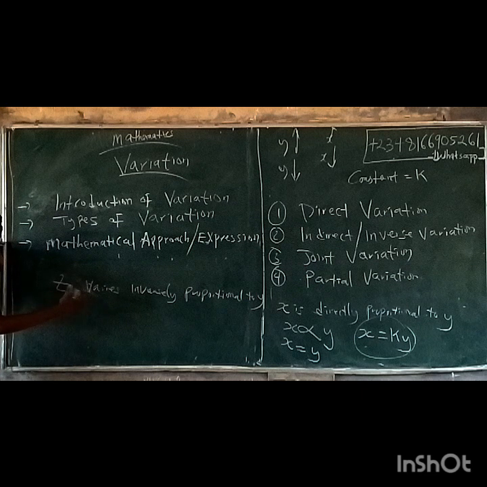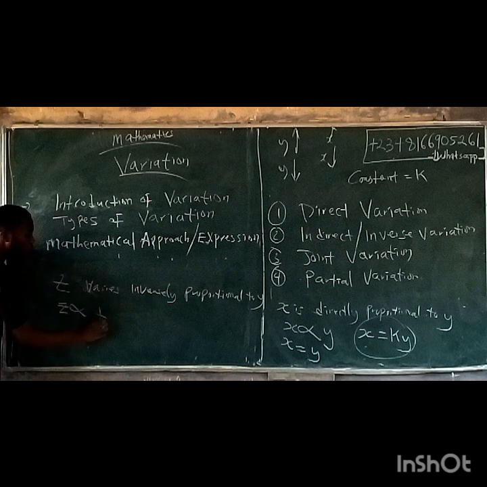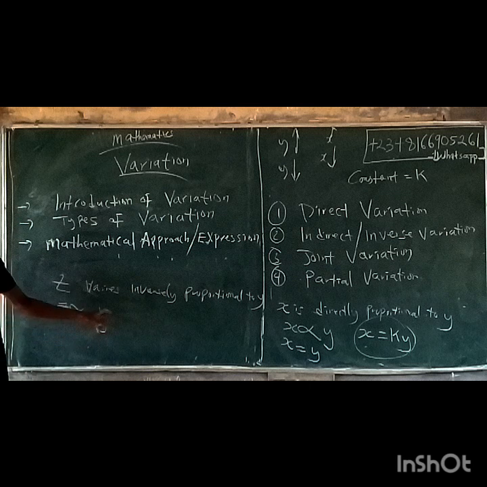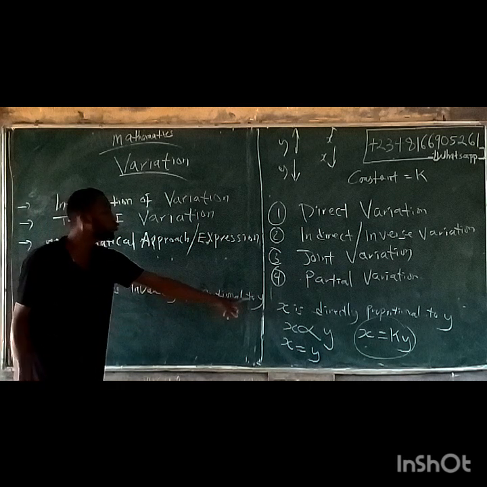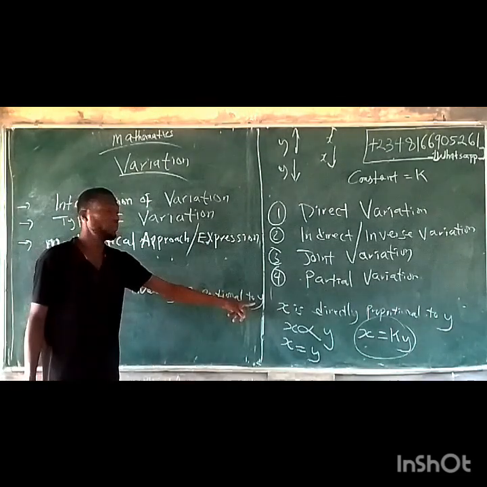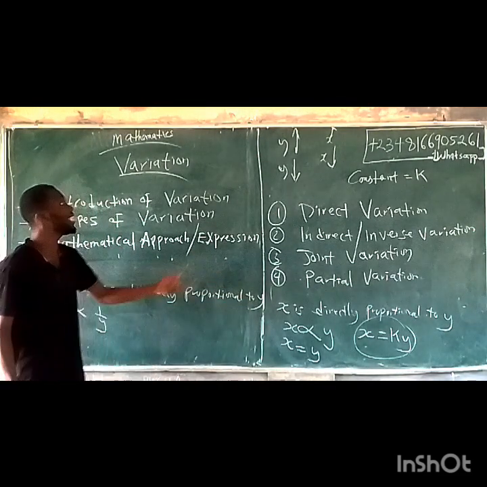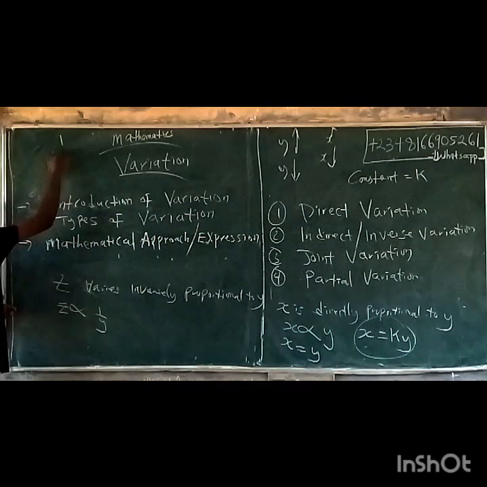This is a word problem. So I need to put a mathematical expression. How do I do that? I'll put it by saying that z varies, this is the sign of variation, proportional to y. Proportional to y, that means they are not going in the same direction, that's the opposite of it. So this will now become 1 over y. Why is it 1 over y? Because I said inverse, because we want inverse or indirect, so you need to look for the inverse of y. So what is the inverse of y? The inverse of y is 1 over y.